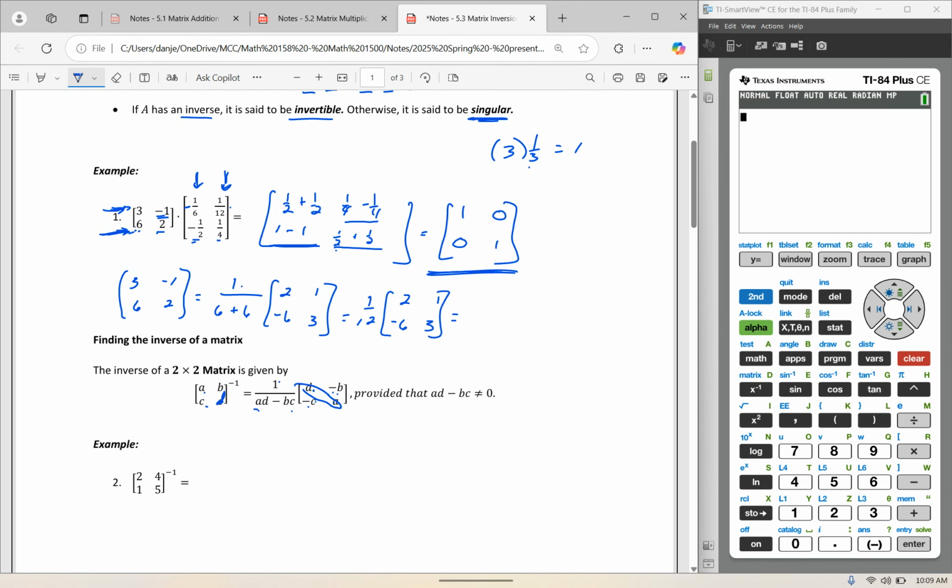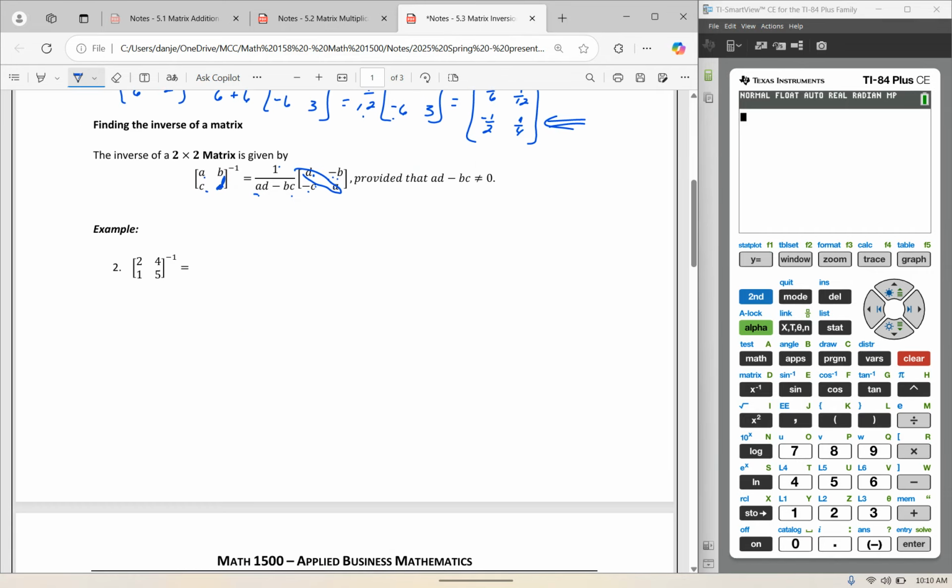And now I have a scalar multiplication. I multiply 1/12 by everything in the matrix. 1/12 times 2 is 2/12 or 1/6. 1/12 times 1 is 1/12. 1/12 times -6 is -6/12 or -1/2. And 1/12 times 3 is 3/12 or 1/4. And that would be the inverse of that matrix. And notice that what we got here is what we had there as the inverse.